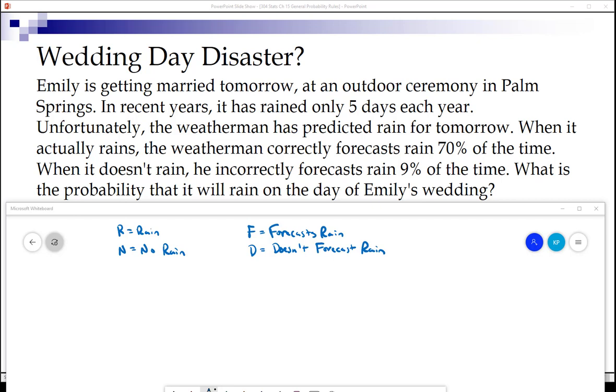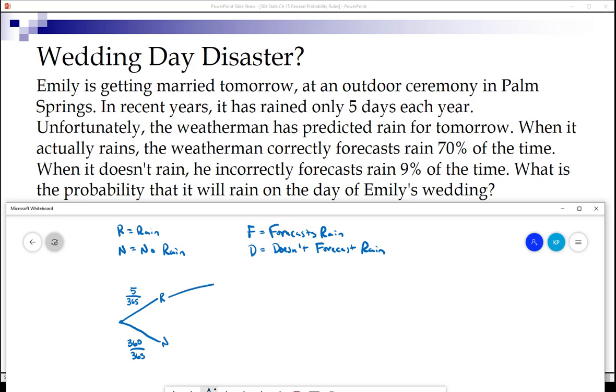Now, in order for me to create my tree diagram, I'm going to start with the start node, so that's just a little dot, and that's just going to be my starting point. From here, we could either have rain or no rain. So either it's really going to rain or it's not going to rain. According to our data, it says that 5 days a year it's going to rain. So the probability of rain on some randomly given day is going to be 5 out of 365. And the probability that it's not going to rain in Palm Springs is 360 out of 365. So don't forget that out of each node, if you add up your probabilities, it should always add up to 1.